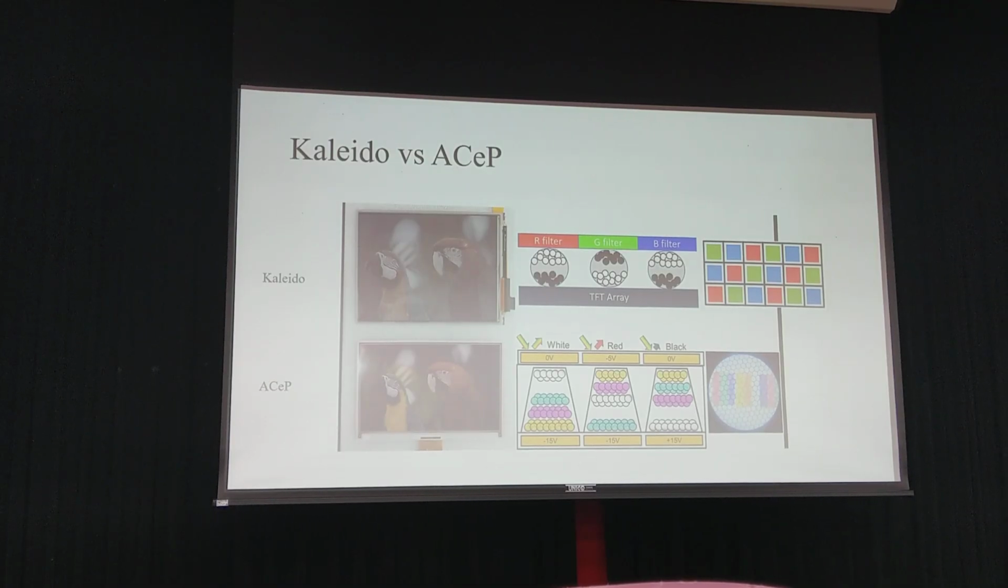First, let's compare the two leading color paper technologies. On top is E Ink Kaleido, which uses a black and white and color filter array structure, while it offers fast refresh rate and mature technology. Its colors are softer due to the filter layer.